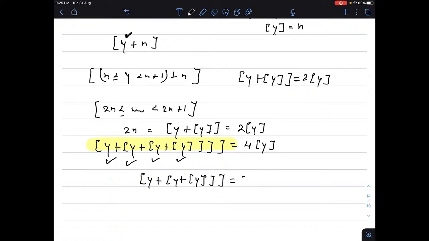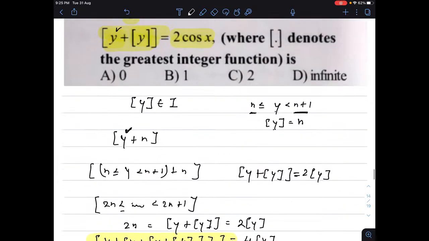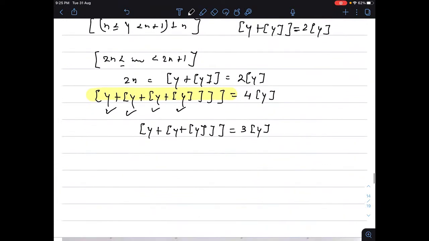3 times the greatest integer function of y it will be becoming. So we got this property. We'll be going to make use of this thing.